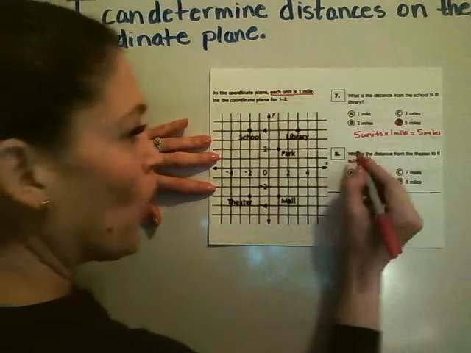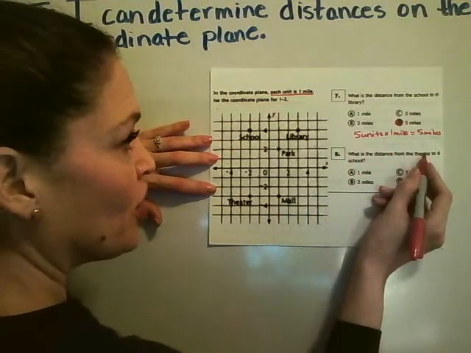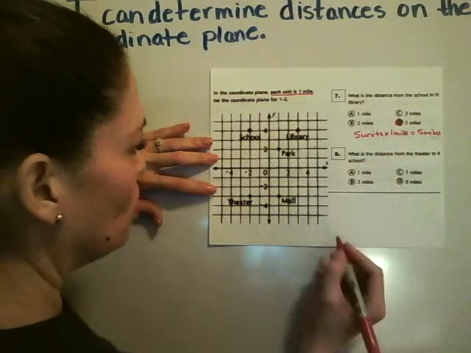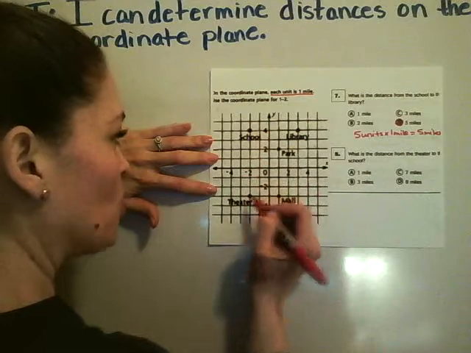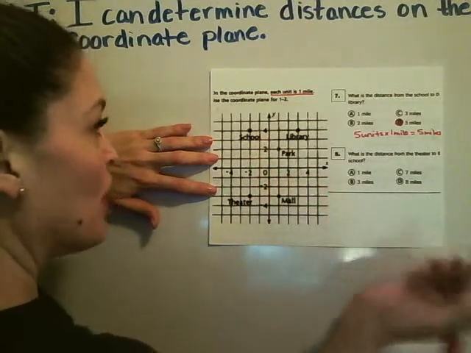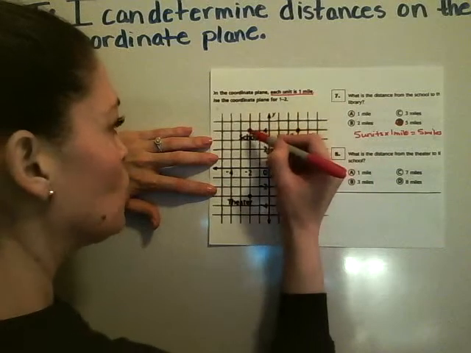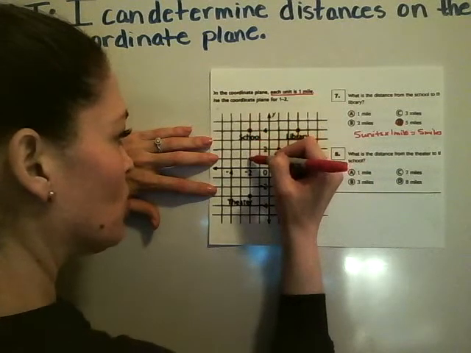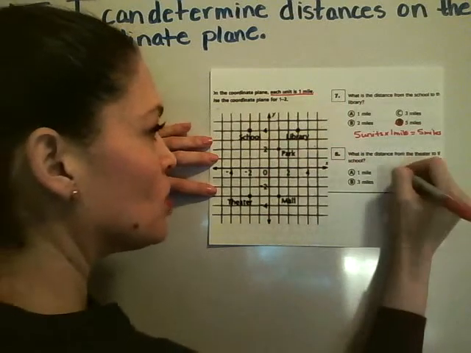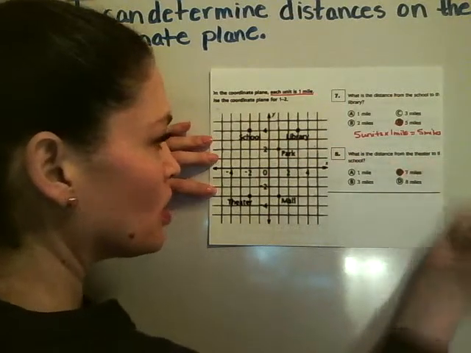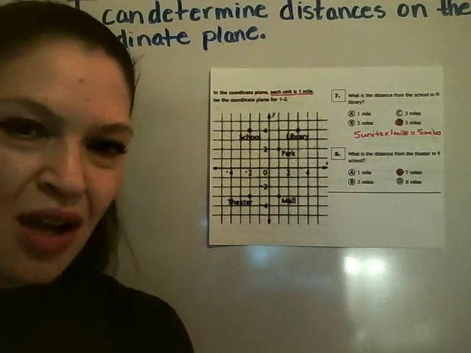And number 8, what is the distance from the theater to the school? All right, theater's over here. School's up here. I'm counting. We're going by miles. Actually, you could just do miles since each unit is 1 mile. So I'm going to go 1 mile, 2 miles, 3, 4, 5, 6, 7 miles. C is our correct answer. See, it's not that hard today.